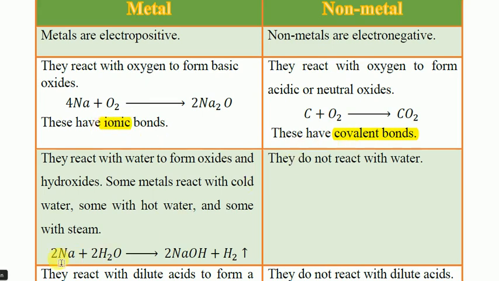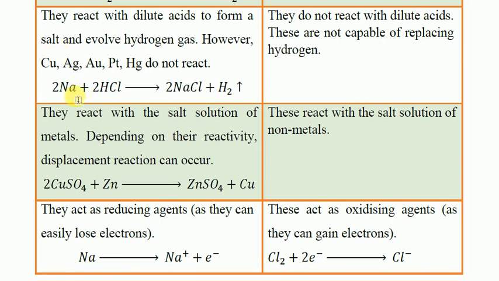Next, metals generally react with water to produce hydrogen gas. Non-metals do not react with water. Next point: metals react with acids to produce hydrogen gas. Look at sodium reacting with hydrochloric acid: it forms a salt plus hydrogen gas. These kinds of displacement reactions are not possible with non-metals. Non-metals cannot displace hydrogen from acids.